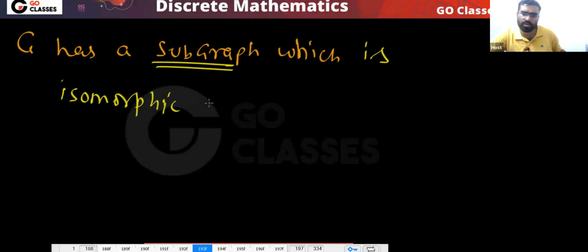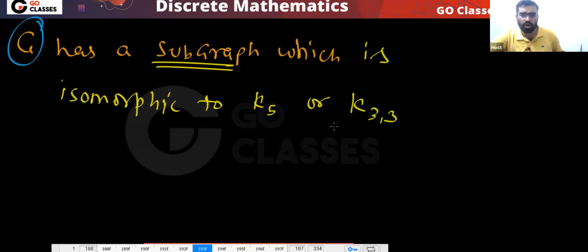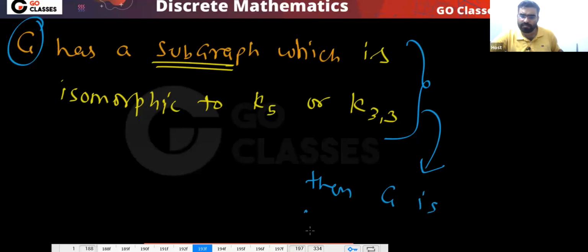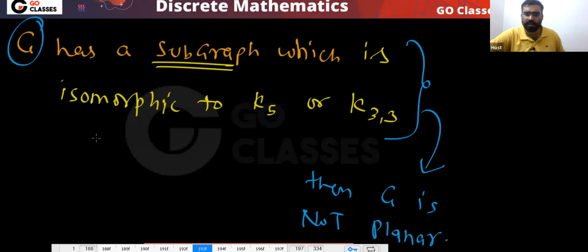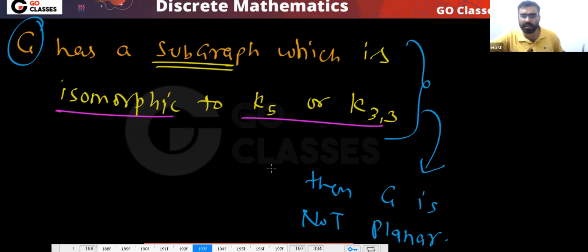If G has a subgraph which is isomorphic to K5 or K33, then what should happen? Then G is not planar. Then this graph G is not planar, right? Yes or no? Then definitely G is not planar, because G has a subgraph which is isomorphic to K5 or K33.